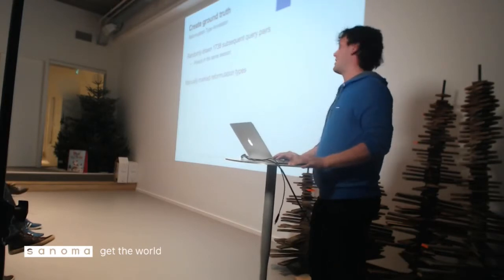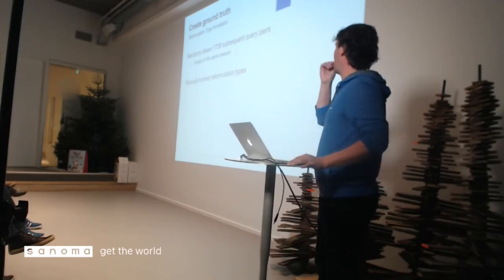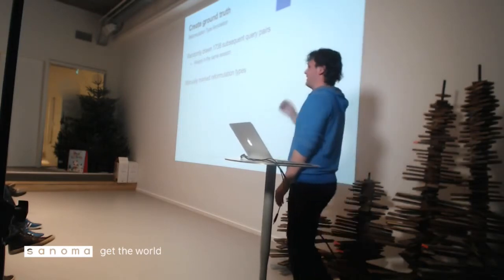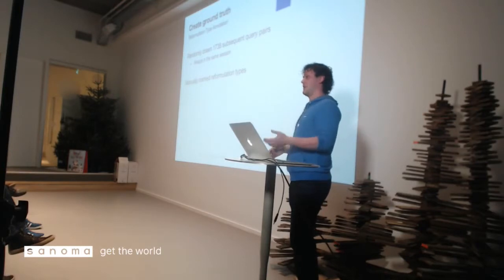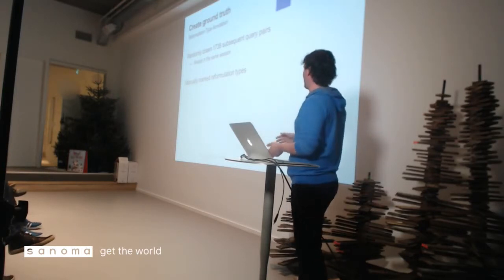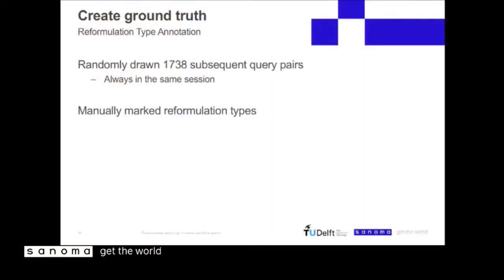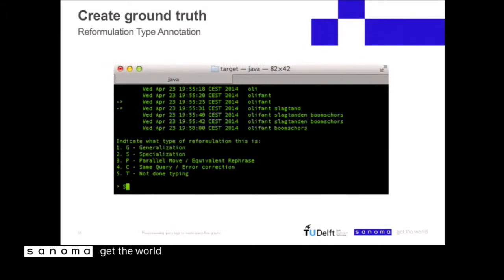So we again draw a lot of subsequent query pairs, and we're always in the same session. And we again told the computer what type of reformulation was going on in this query pair. So we again manually mark this. We have a nice other console application to do this. In this case, we have elephant and elephant tusk, and this is considered a specialization because you make your query more specific. So we annotate it with a specialization, and we do this again for 1,738 query pairs. Again, very tedious job.